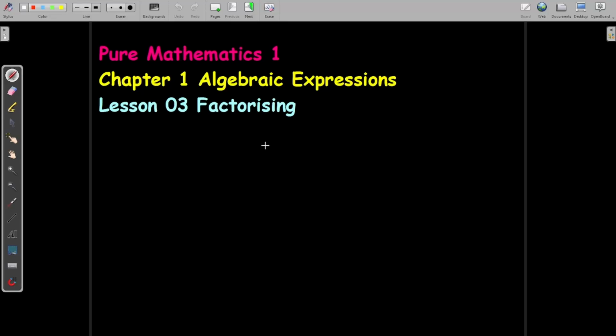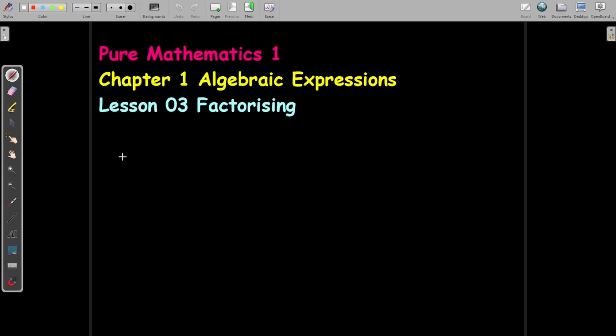Hello everyone, let's start lesson 3 in chapter 1, algebraic expressions, factorizing part. In factorizing, what we are going to do is separate the factors of an algebraic expression. First, look at an example.